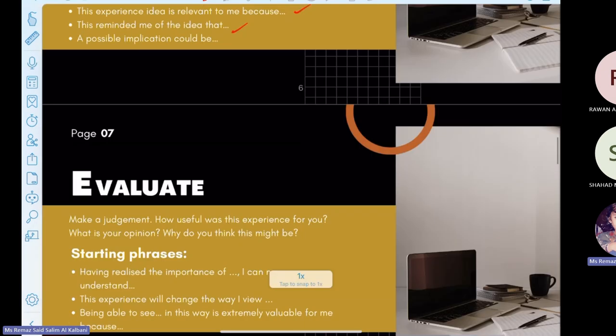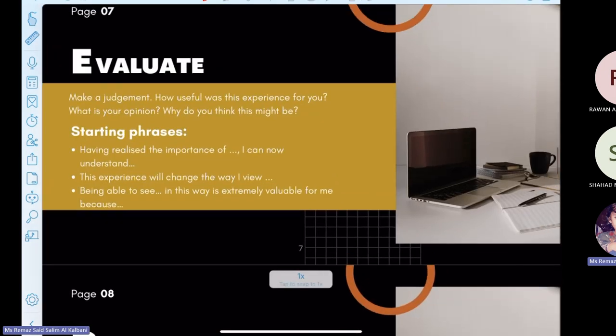Okay, now to the third part. When you evaluate, you make a judgment. How useful was the experience for you? Right? What is your opinion regarding the experience? Regarding the lesson, regarding the course, or even regarding the idea that you learned? Why do you think this might be?